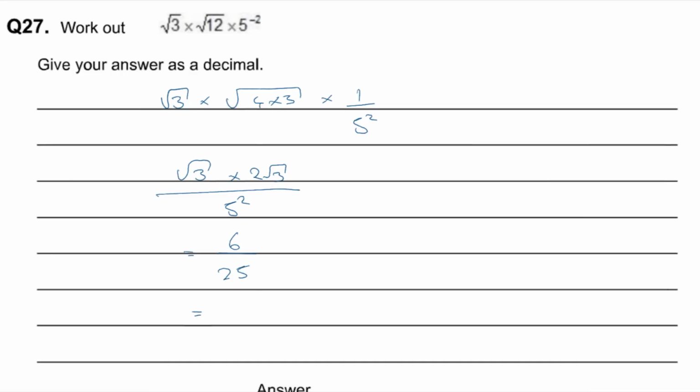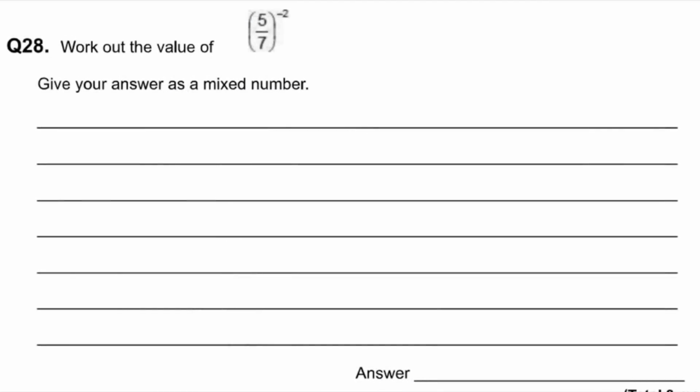If I want to get that into a decimal, if I times top and bottom by 4, I'm going to get 24 over 100, and then that as a decimal is going to be 0.24, isn't it? Question 28, work out the value of 5/7 to the minus 2. Give your answer as a mixed number.